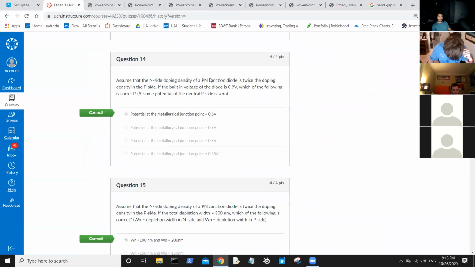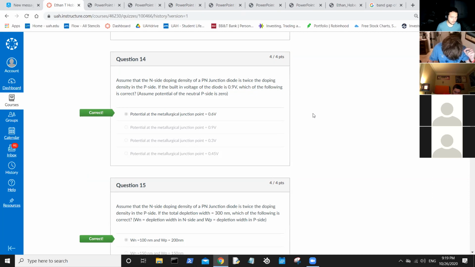All right, assume that the N side doping of a PN junction is twice the doping density in the P side. If the built-in voltage of the diode is 0.9 volts, which of the following is correct? Okay, so now we are looking at, what was it asking about? Oh, it's asking about the potential. Okay, so this is the ratio of the voltage that you have at a given point. So this all has to do with the ratio of the depletion regions because of the doping densities.